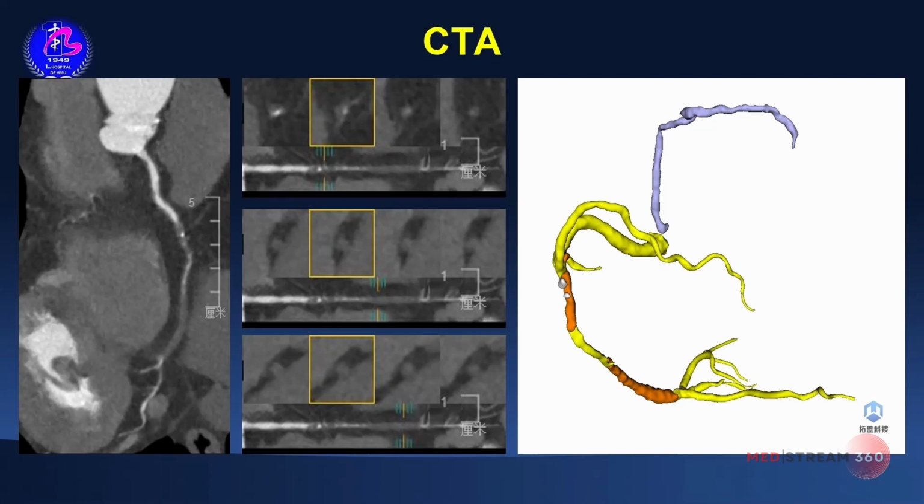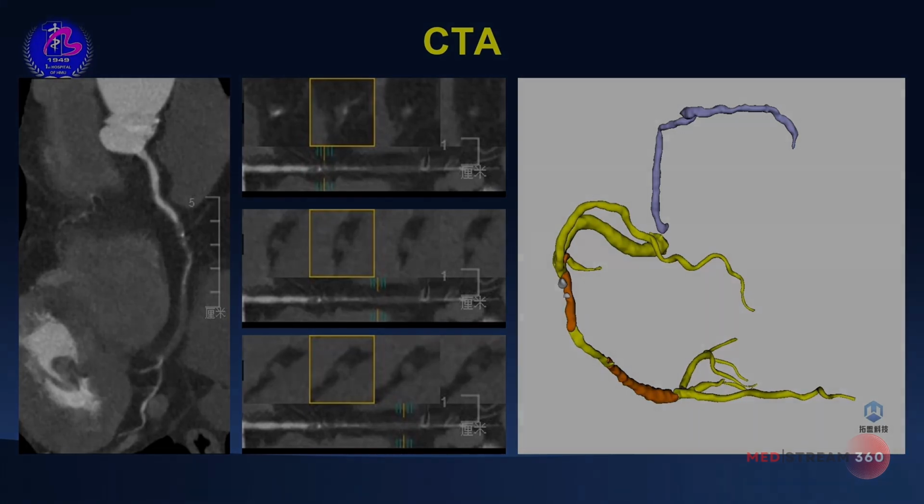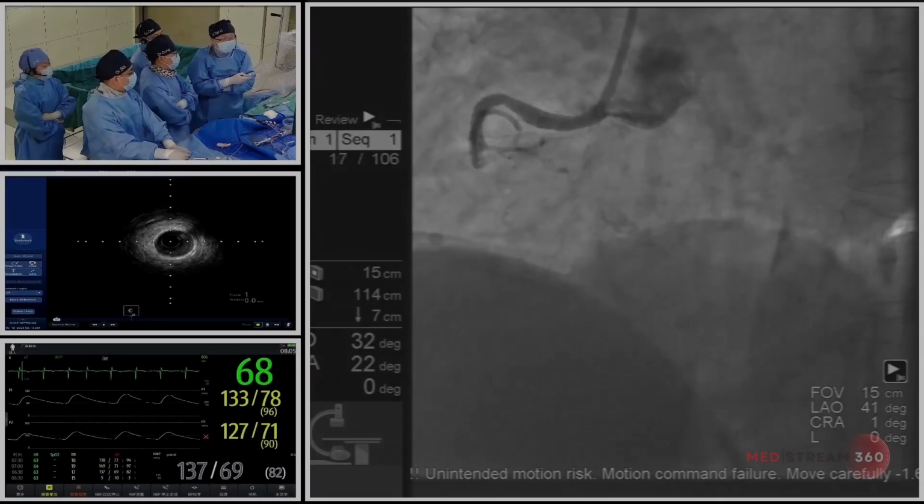For this kind of CTO PCI case, certainly we will do a CT angiography first and use the intelligent visualization system. We need to make sure of the distribution of the CTO lesion. This is an RCA CTO. We can see the yellow one should be the true lumen of the RCA, and the brown one should be the occluded segment. Can you see the angio?